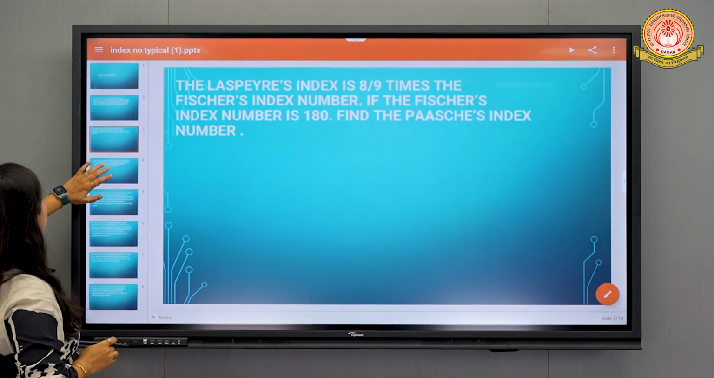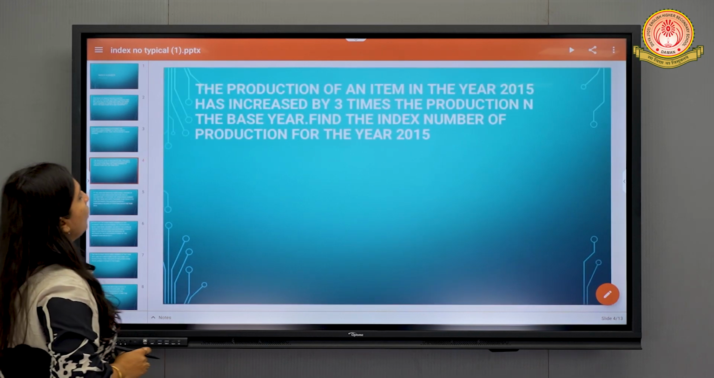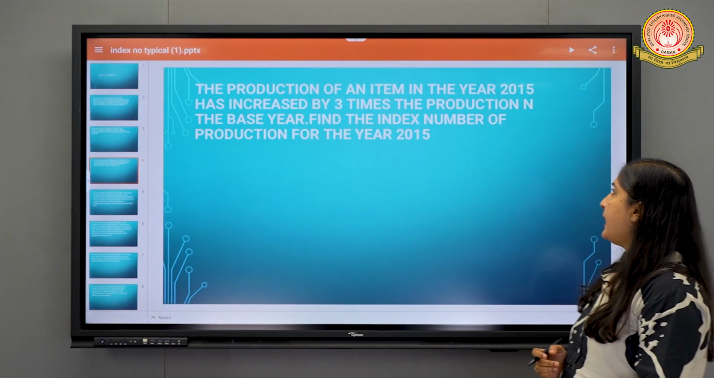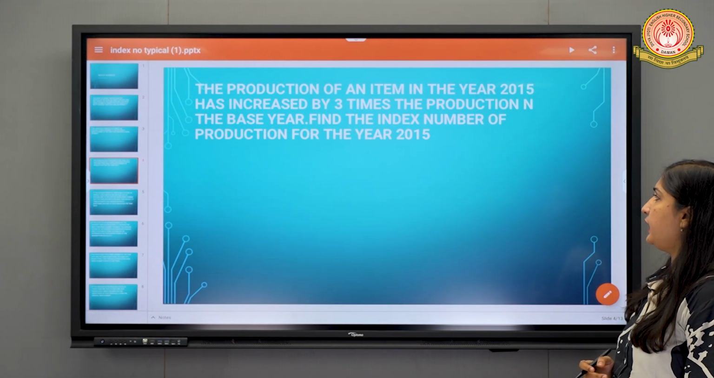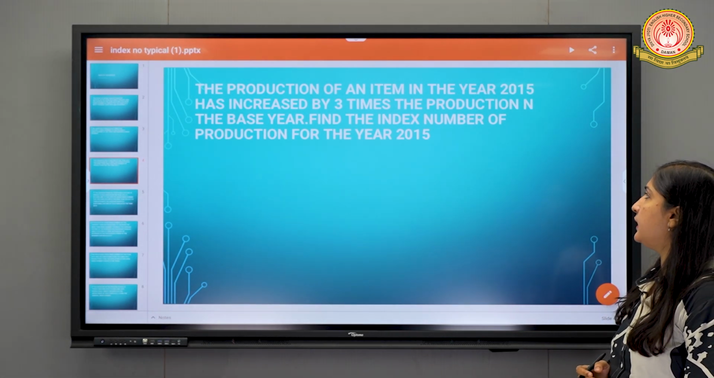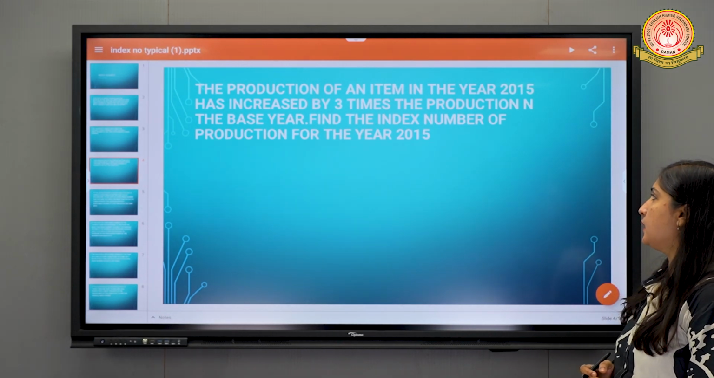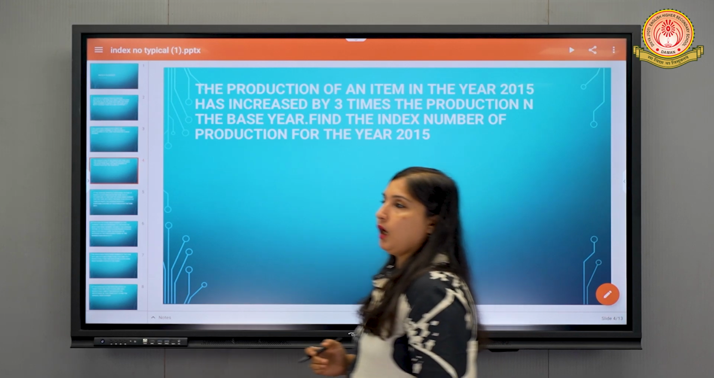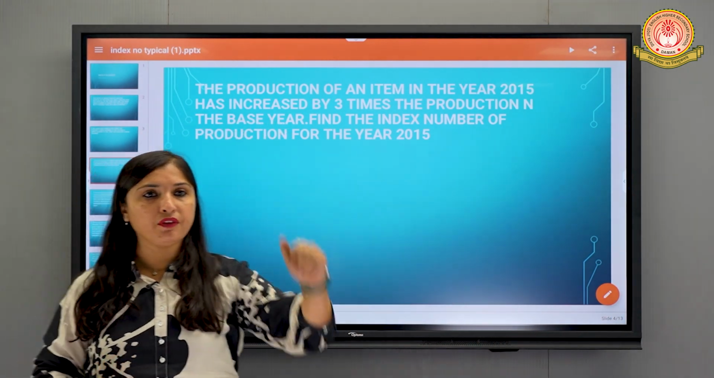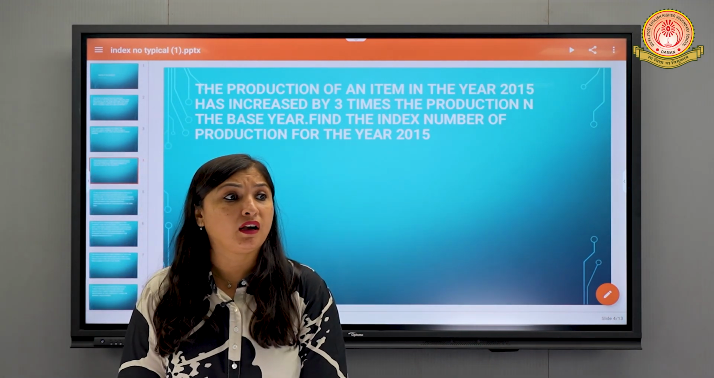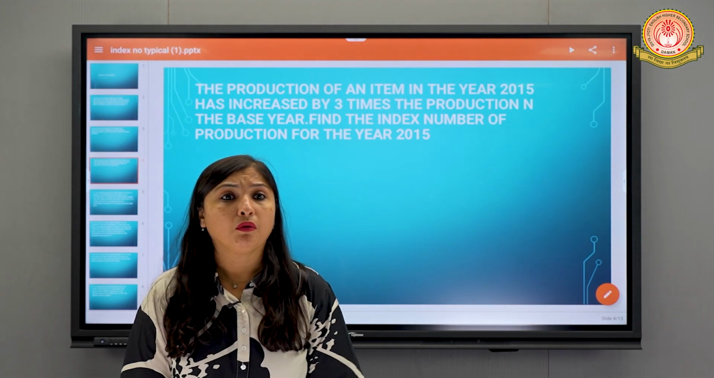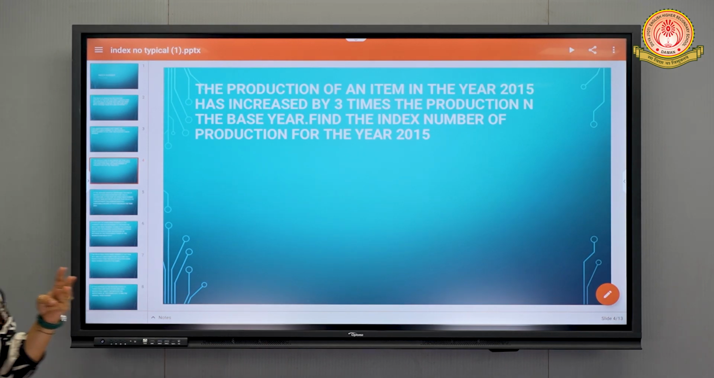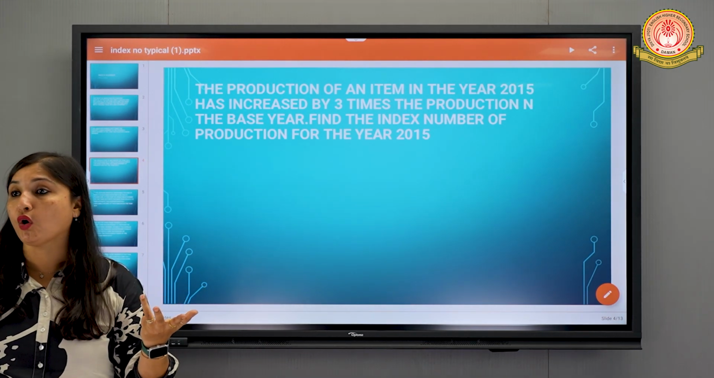Okay, moving towards the next sum. Let's see the sum first, what is given. The production of an item in the year 2015 has increased by 3 times the production of the base year. Find the production for the year 2015. Now, production has increased, they have told, but increased by what number? It is given, it has increased by 3 times. By what number? That is not given.